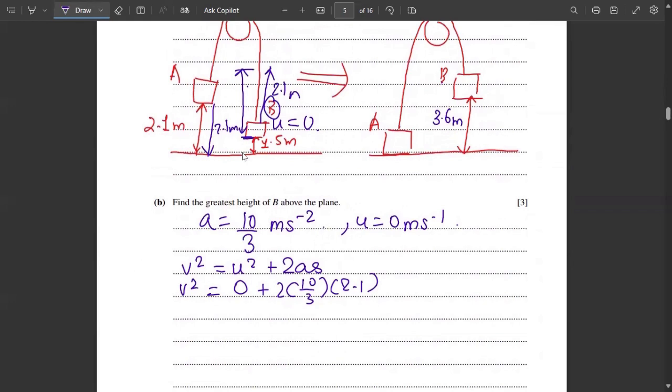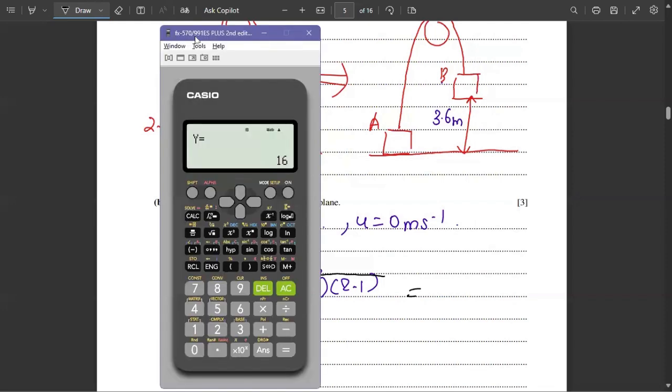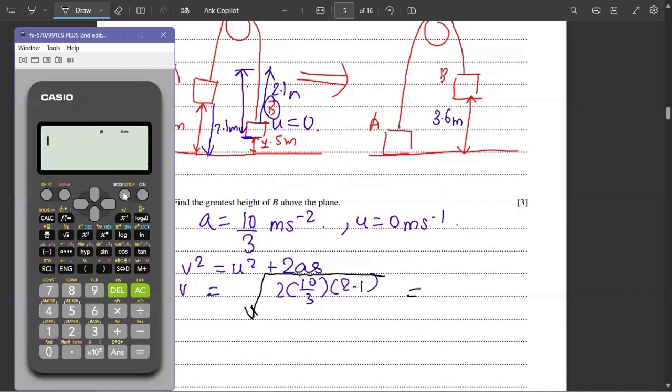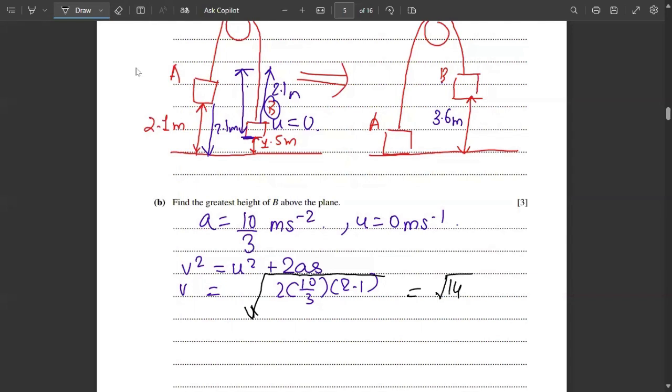So this v square will become, if we take the root to this side, v equals root of 2 into 10 into 2.1 upon 3. So this is root 14, which is 3.74. But let it be root 14 meter per second.